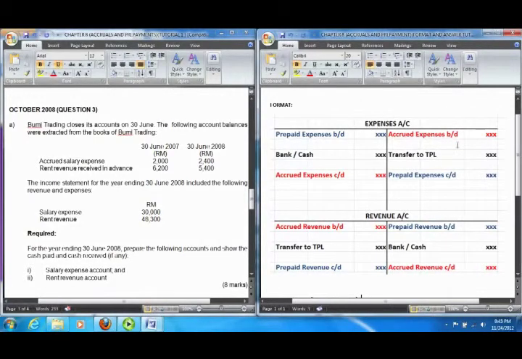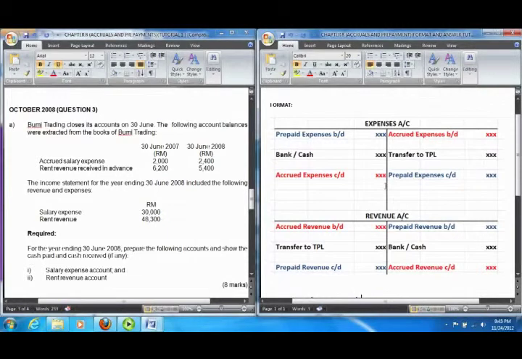Third, transfer to TPL. Remember, class, this item must always be recorded on the credit side of your expenses account. So just now you can see, BD depends on the situation, either debit or credit. Bank and cash are always on the debit side. Transfer to TPL is always on the credit side.